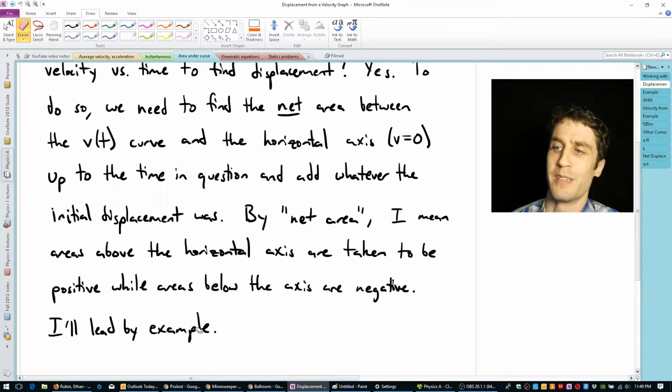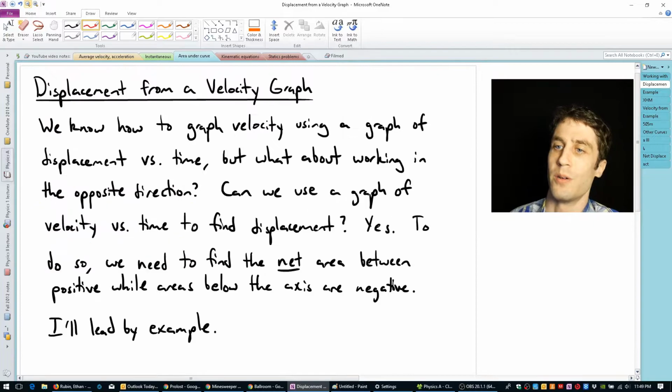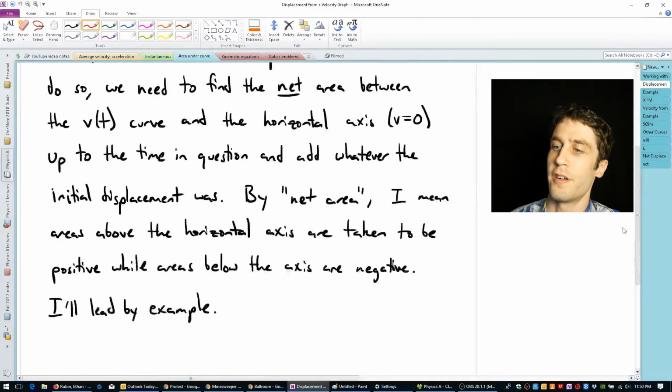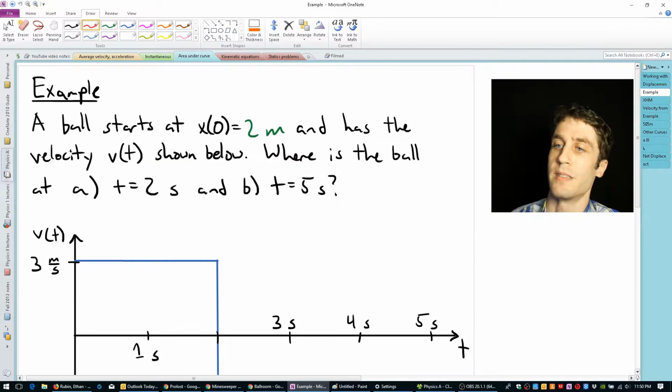This is all a little bit confusing, so I'll lead by example. One thing I want to point out is that we're not just finding the displacement from a graph of velocity versus time, we need the initial displacement. That's an important piece right here. That's a little bit different from how we worked in the other direction, going from displacement to velocity. This time we need a new piece of information.